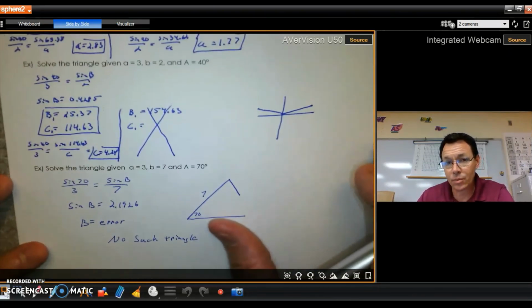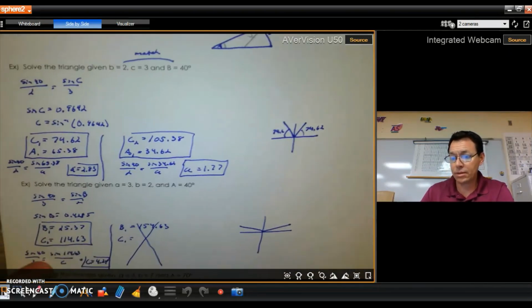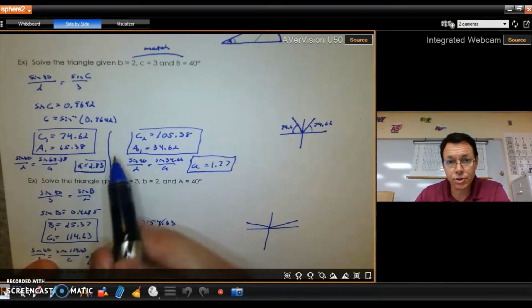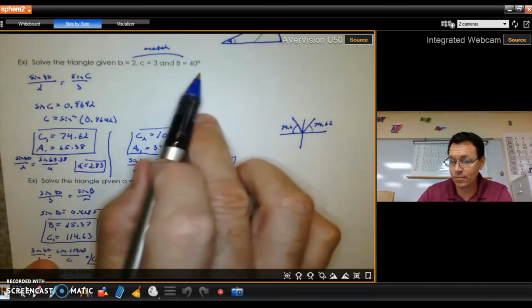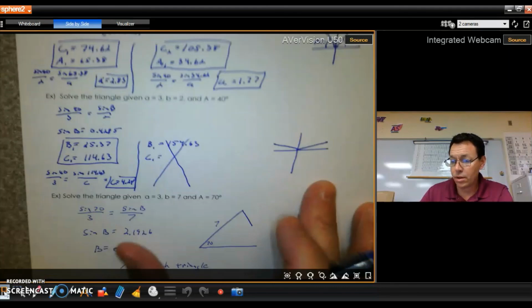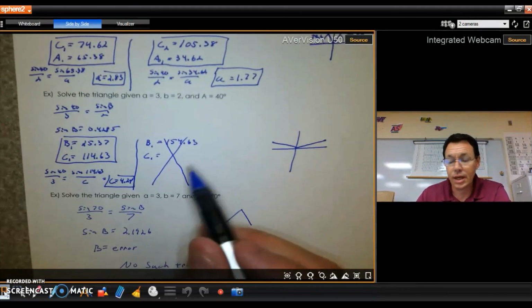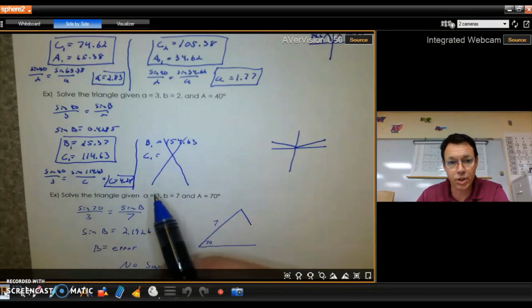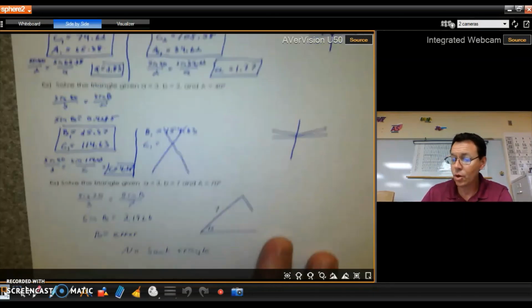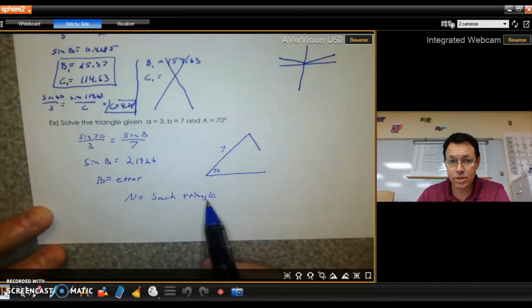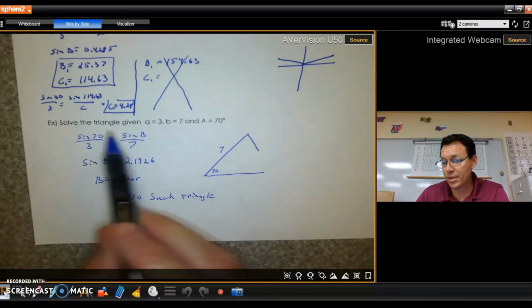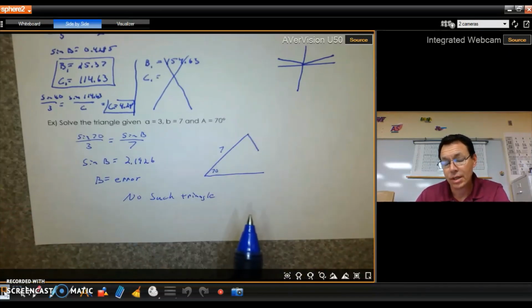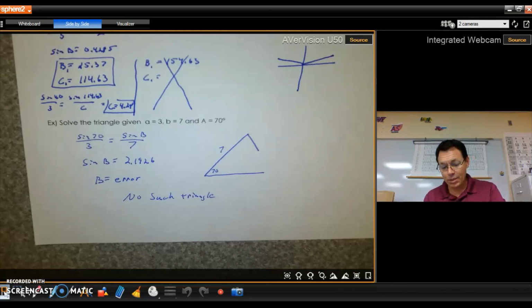So what can happen with this ambiguous case? Well, you can get two triangles, two legitimate triangles that come from those values. Or you can get one triangle. Okay, the second one doesn't work, it doesn't exist, so we only have to focus on that one triangle and get that answer. Or there's no such triangle that exists from the information that they gave us. Okay, so any of those can happen. That's why this is called the ambiguous case.